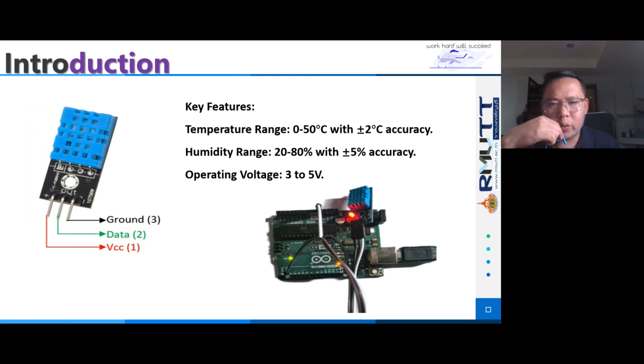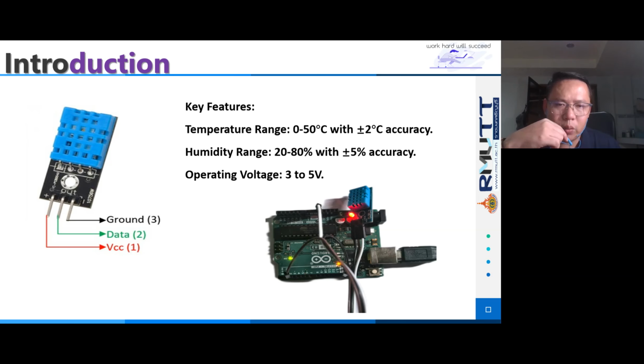First, I will introduce the DHT11 temperature sensor. The DHT11 is a basic low-cost digital sensor used to measure temperature and humidity. It is commonly used in electronics projects, particularly with microcontrollers like Arduino.